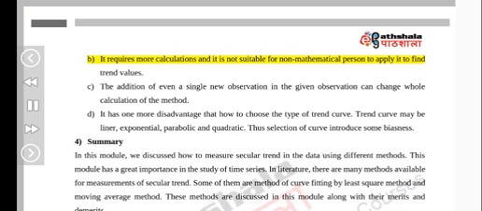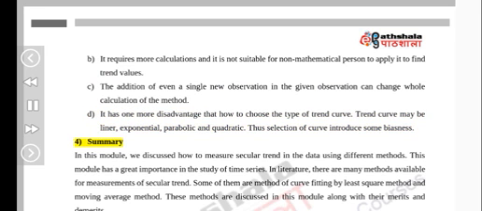B. It requires more calculations and it is not suitable for a non-mathematical person to apply it to find trend values. C. The addition of even a single new observation in the given observations can change the whole calculation of the method. D. It has one more disadvantage, that is how to choose the type of trend curve. The trend curve may be linear, exponential, parabolic or quadratic. Thus selection of the curve introduces some biasness.